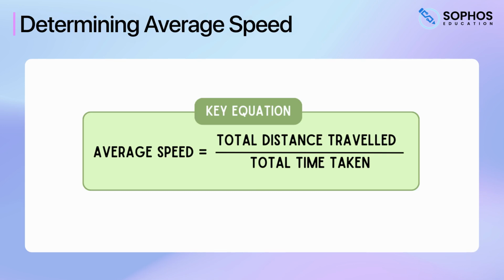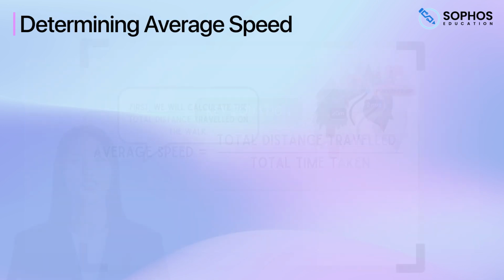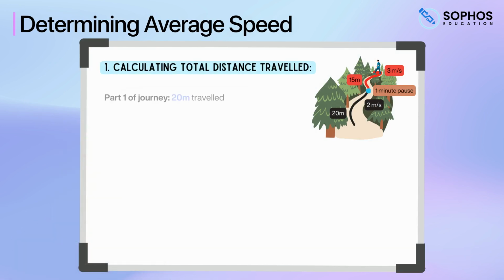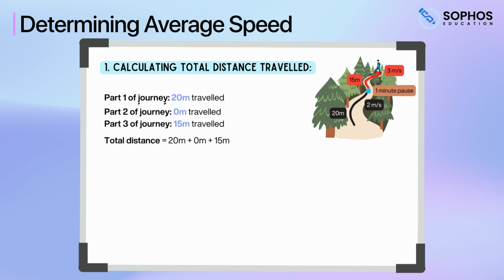Let's apply this to the earlier scenario we sketched out. First, we will calculate the total distance traveled on the walk. During the first part of your journey, you walked 20 meters. While tying your shoelace, you didn't travel any distance, so it's 0 meters. In the final part, you walked another 15 meters. Hence, the total distance traveled can be calculated by summing these distances. Total distance equals 20 meters plus 0 meters plus 15 meters, which equals 35 meters.